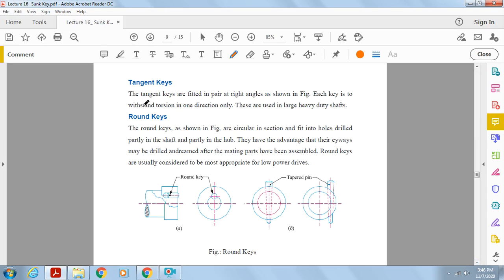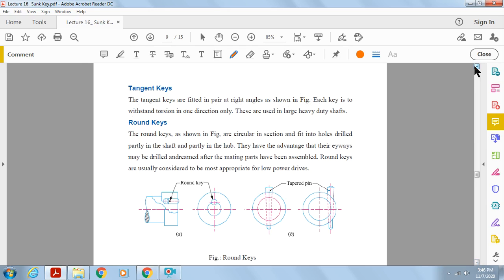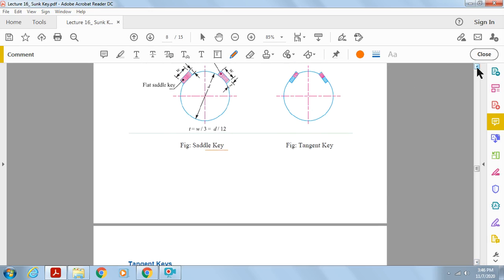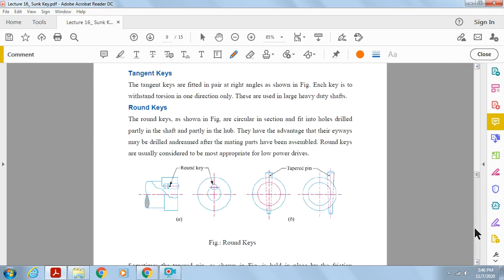Next come to the tangent key. The tangent keys are fitted in pair at right angle as shown in figure. Each key like this, this is a tangent key. Each key is to withstand torsion in one direction only. These are used in large heavy duty shafts.